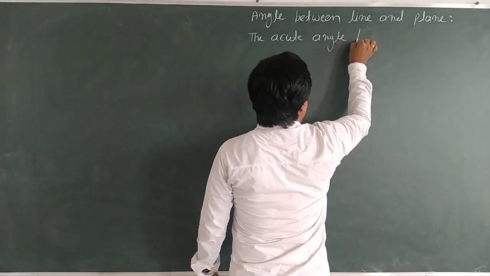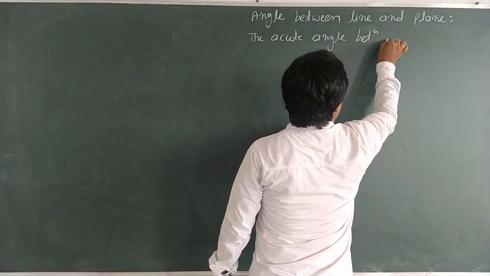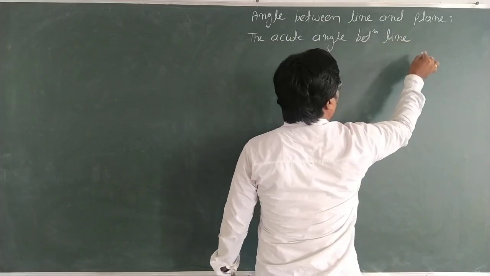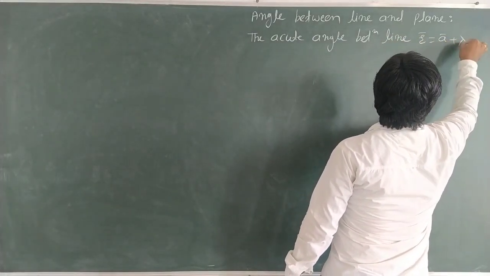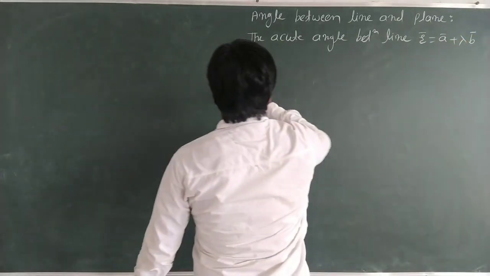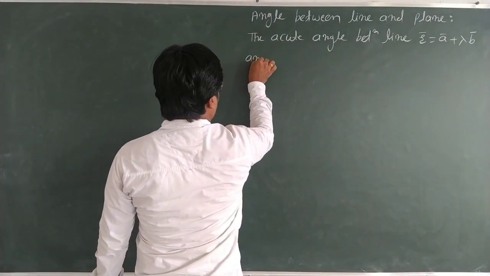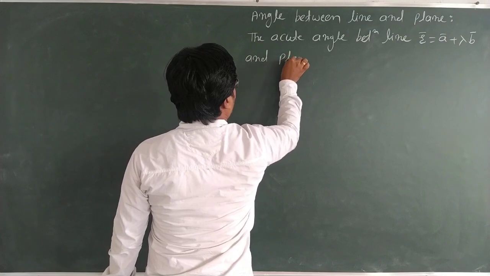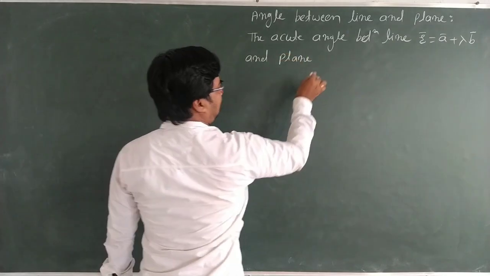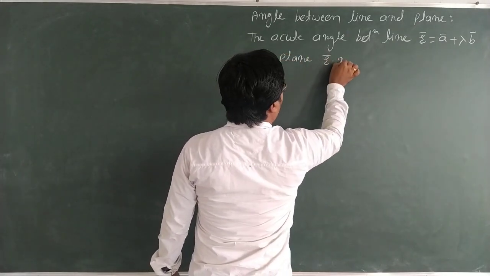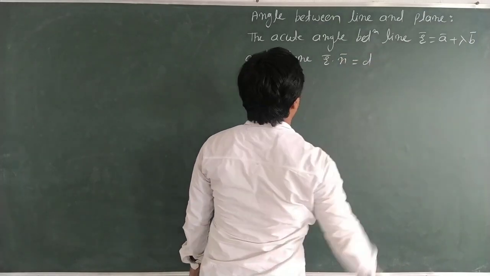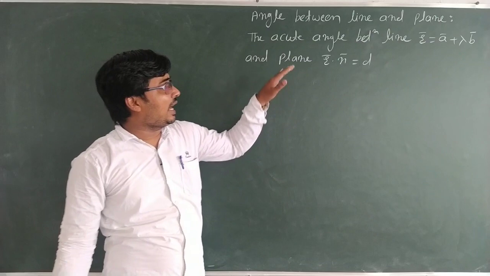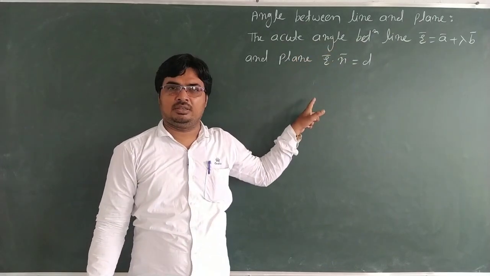The acute angle between line, here r bar is equal to a bar plus lambda p bar, and plane, r bar dot n bar is equal to t. Here we want to find the angle between line and plane.